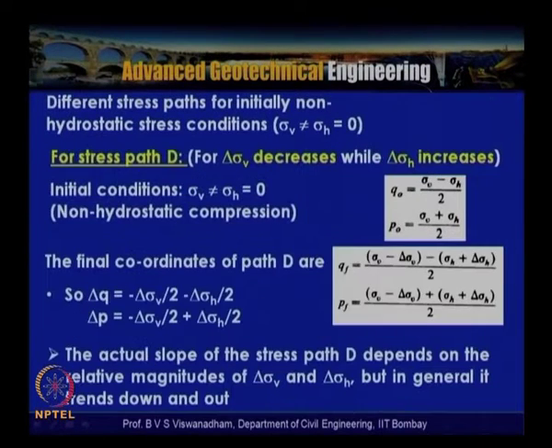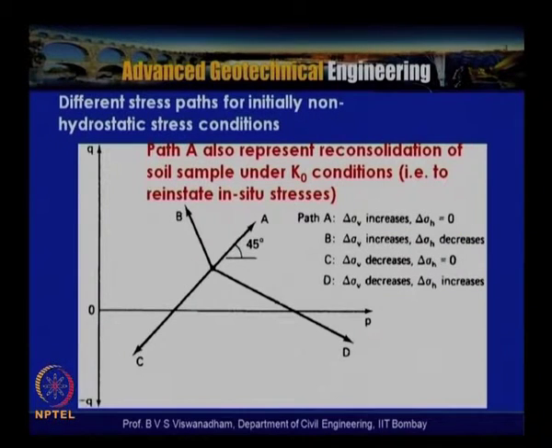Now for stress path D, delta sigma V decreases while delta sigma H increases. So stress path D is where delta sigma V decreases and delta sigma H increases. Suppose delta sigma V decreases and delta sigma H is equal to 0, then this stress path C is in this direction, and this is also inclined at 45 degrees, and this can be reduced very easily.